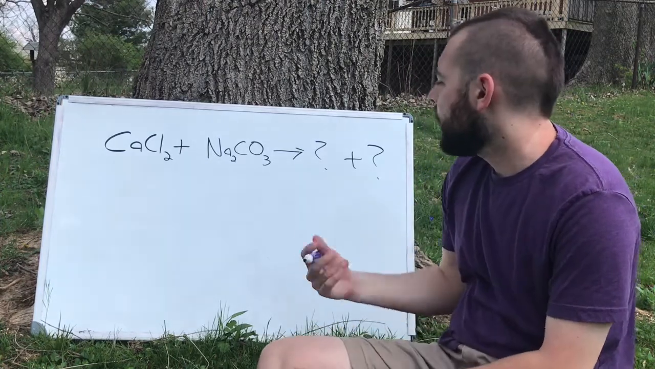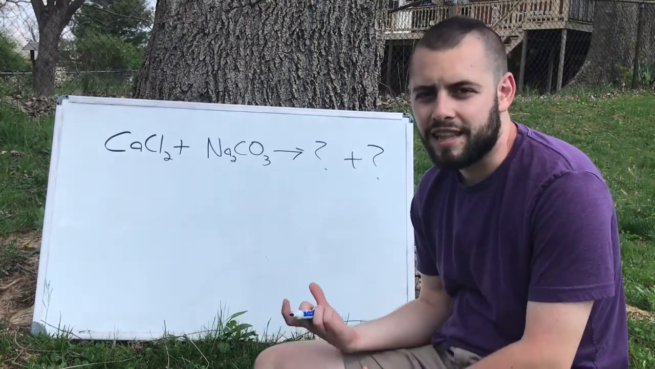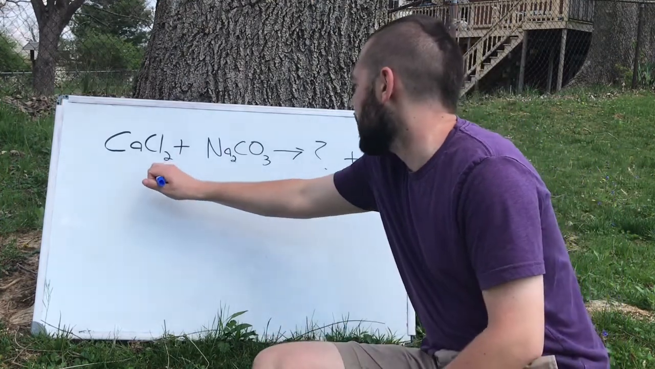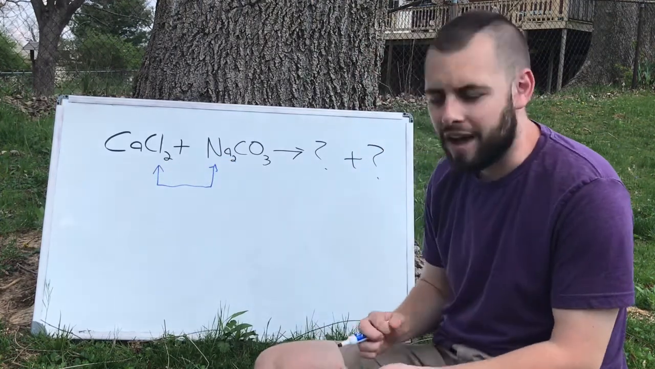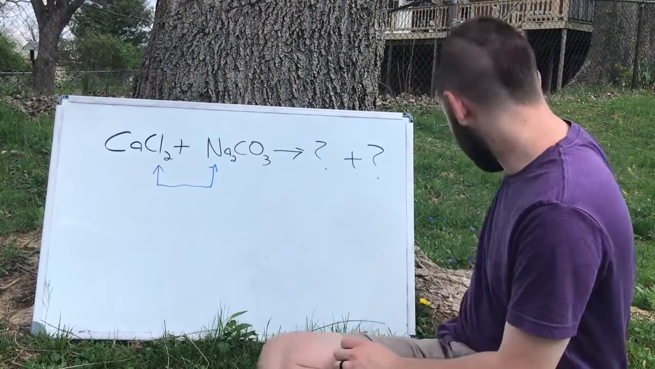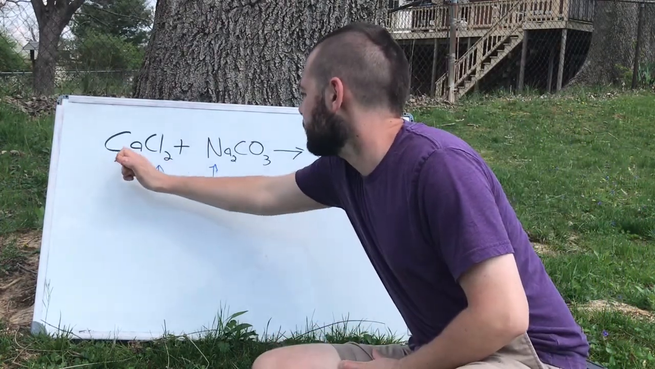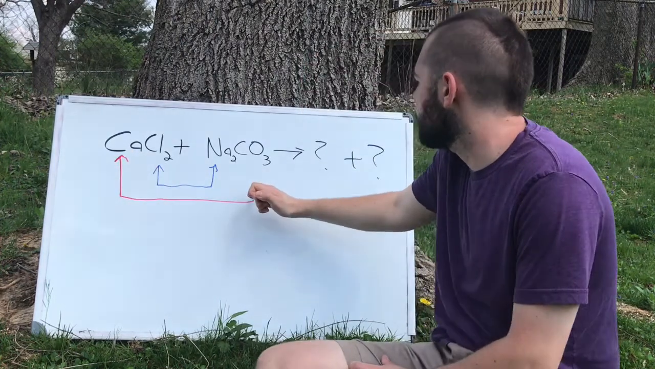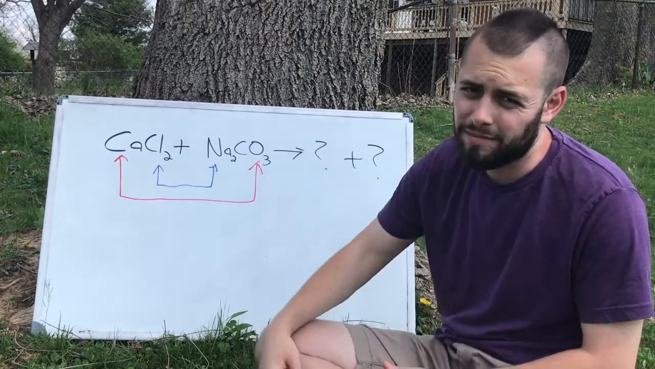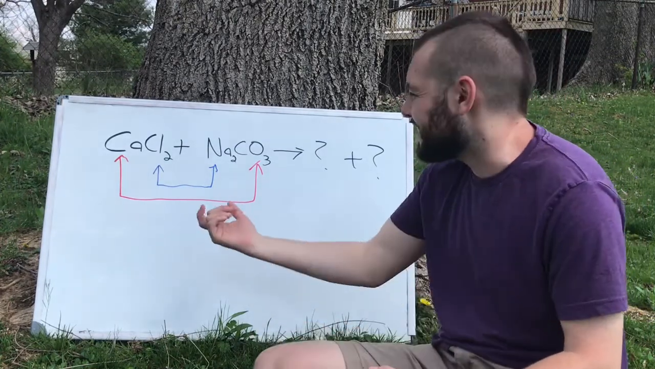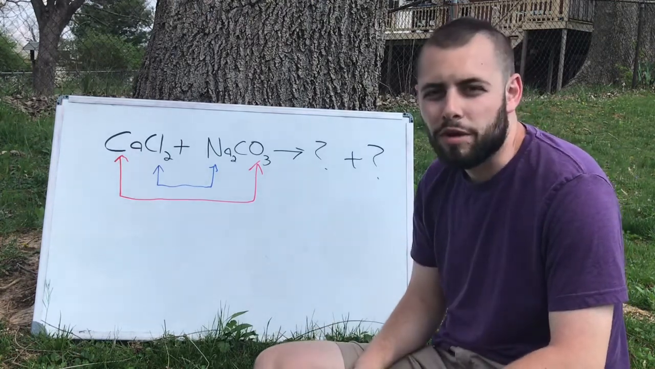One way that I've seen people do this is they say to do the inside and then the outside. So I'm going to take this chlorine and I'm going to bond it to that sodium there. And then I'm also going to take this calcium and I'm going to bond it with the carbonate. So I like this inside-outside method, and it is effective pretty much all the time.